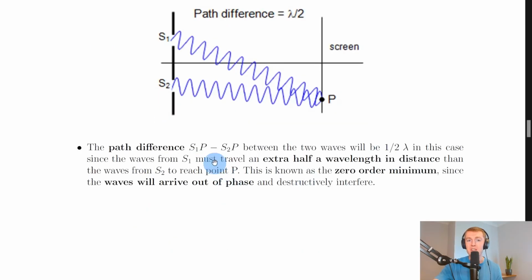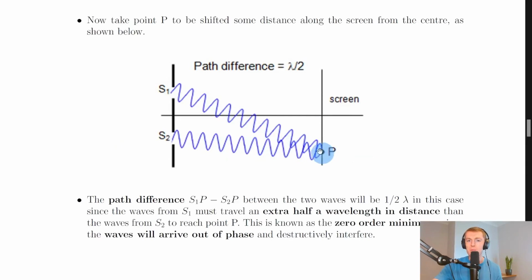So it says the path difference S1P minus S2P between the two waves will be half a wavelength in this case, since the waves from S1 must travel an extra half a wavelength in distance than the waves from S2 to reach point P. So you see at this point the waves from S1 and S2 are overlapping such that we have a crest meeting a trough, which is going to be a point of destructive interference. That is, the waves are half a cycle out of phase.